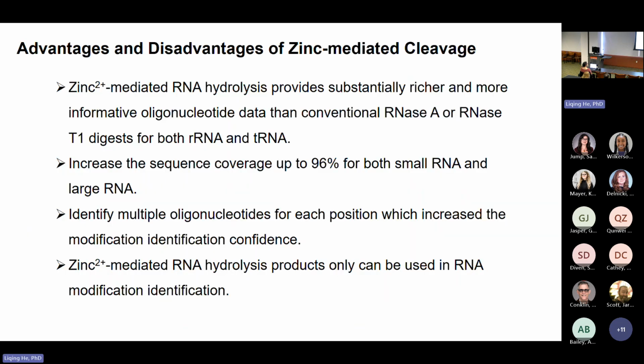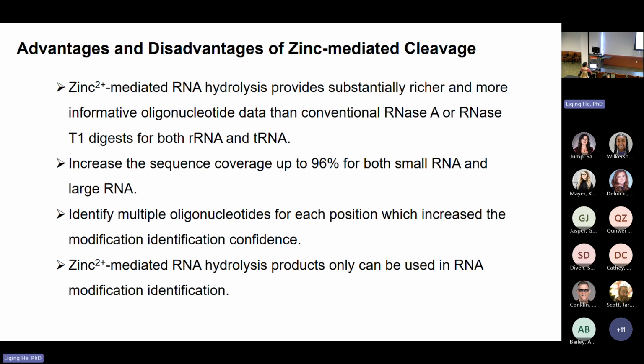So from this data, we can say that zinc digest can provide more informative oligonucleotides. And these oligonucleotides increase the sequence coverage of the RNA to 96%. And also, identifying the modification in multiple different oligos for the same position can increase the identification confidence. But the drawback of this method is the poor reproducibility of zinc digest. We cannot use this method for quantification. We can only use the method for identification.